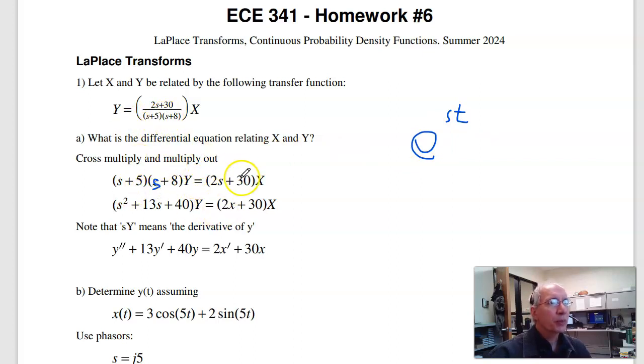So cross multiply it all out. s squared means the second derivative. s means the first derivative. And y just means y. s x, there's an s, s means derivative. And x is x.